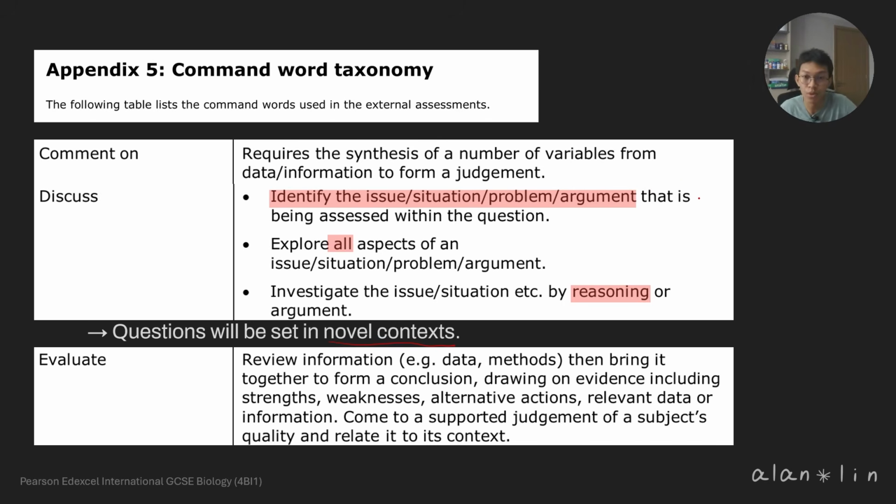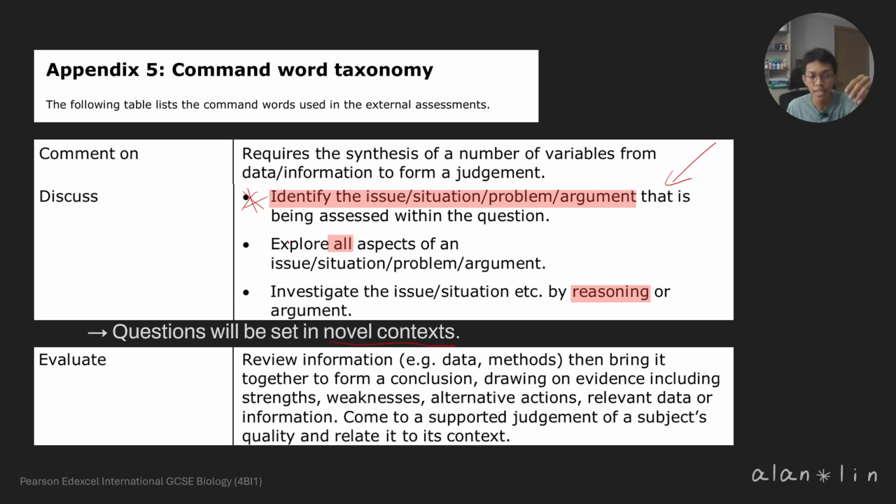So that's kind of an example of what I mean by novel context. And this bullet point is important because it's telling us candidates that you will face questions in novel contexts, and it is your job to figure out what knowledge that you need to draw from within the specification to be able to explain that particular situation. So this bullet point is really important.